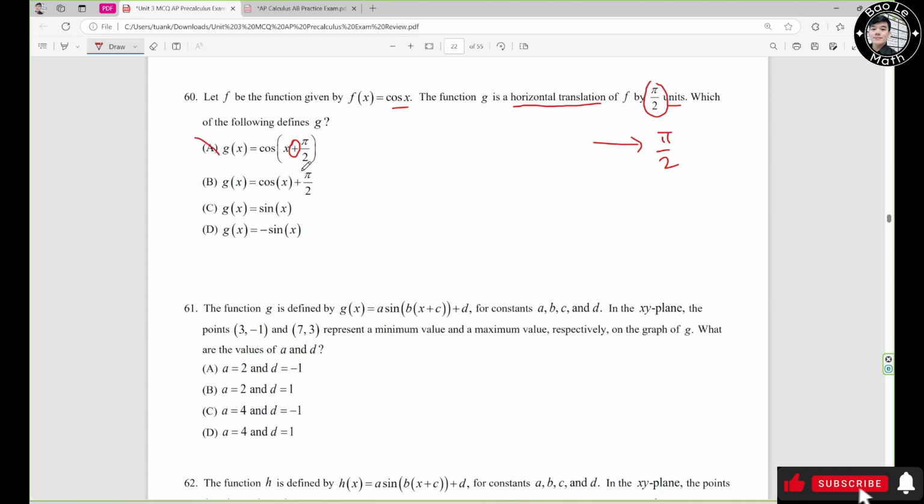This one is a vertical translation, so it is wrong. This one has a reflection, because there's a negative sign right here, but the question does not mention a reflection. So answer choice D is wrong. Now, only answer choice C is correct.